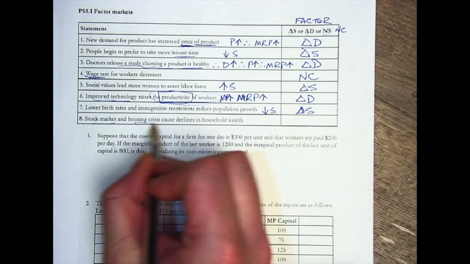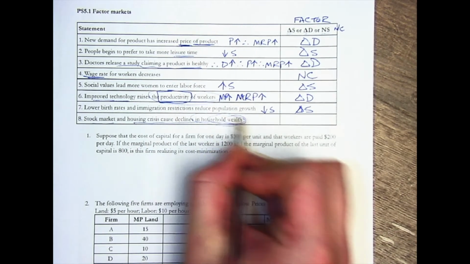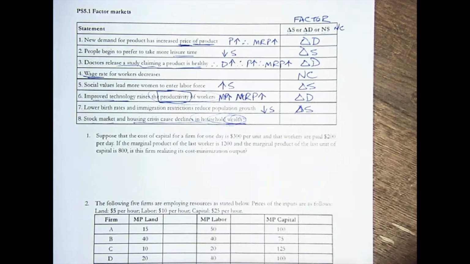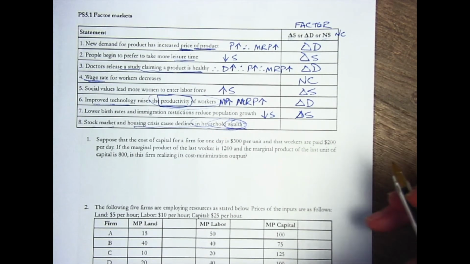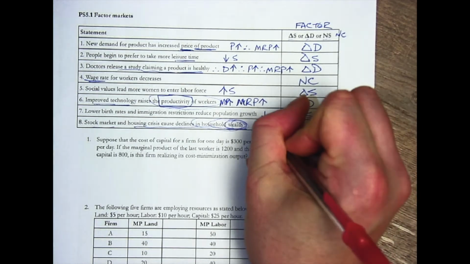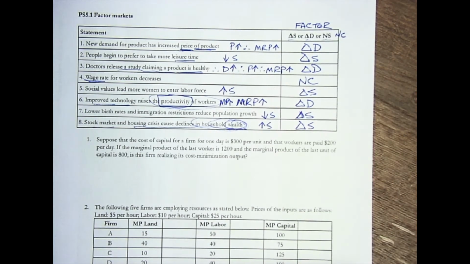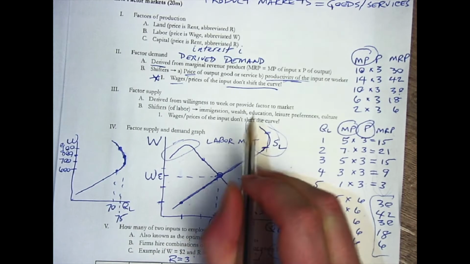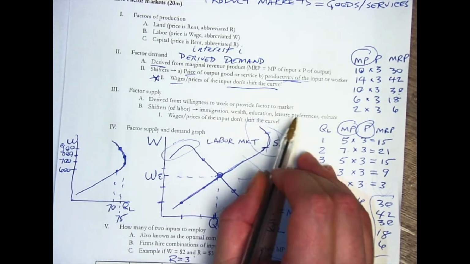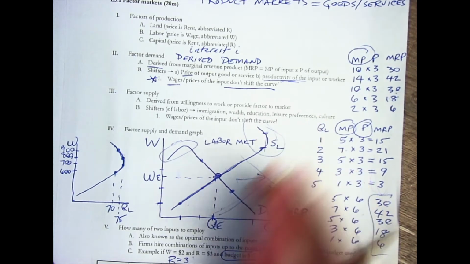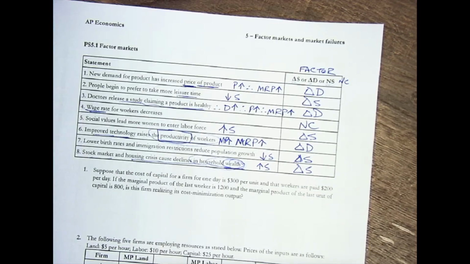Stock market and housing crisis causes decline in household wealth. Wealth is going to affect people's willingness to go out and get a job. They're going to say, ooh, I need to rebuild my wealth, and so I'm going to increase my job hunting and working, so that's going to change the supply. So coming back to our shifters here: immigration, wealth, educational efforts, leisure preferences, culture. Those are all shifters of supply.